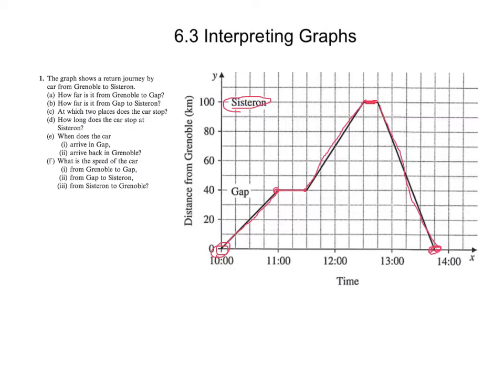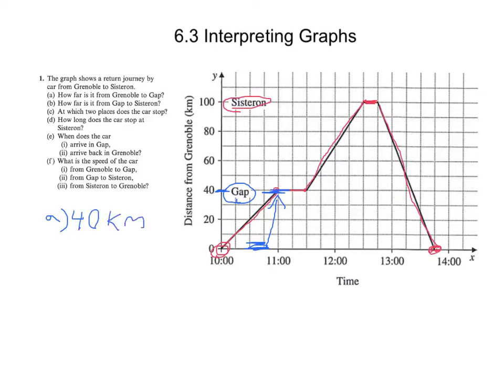All right, so let's look at the questions and see what it says. Okay, so first, this is A. How far is it from Grenoble to Gap? Okay, and it says Gap is right here at 40. In other words, from 0 down here at the bottom up to where we stopped the first time at 40, we drove 40 kilometers. And that's this place Gap. Okay, so A, it's 40 kilometers.